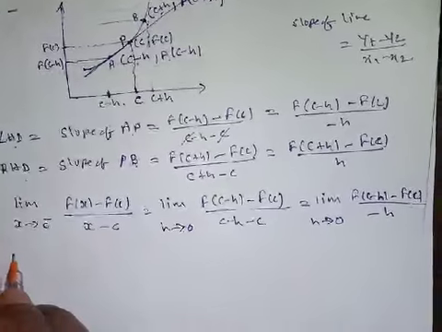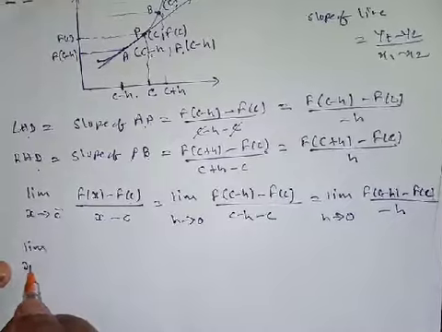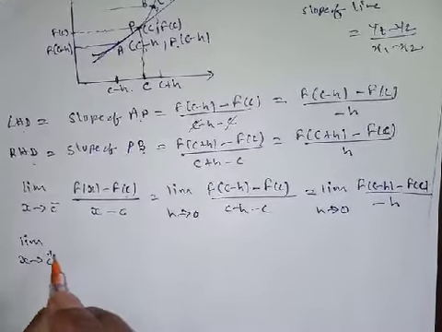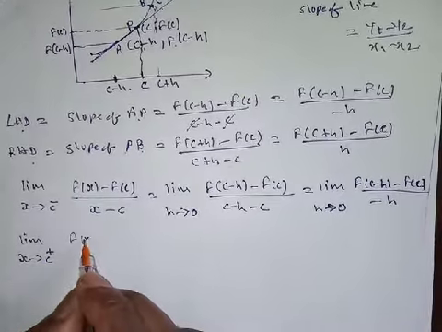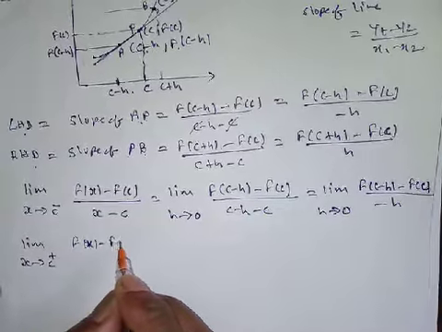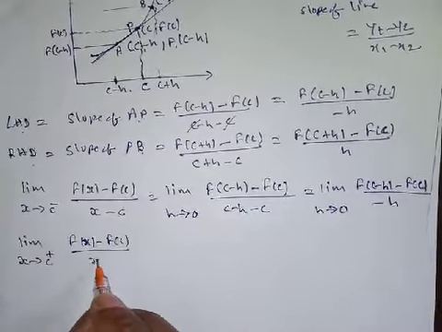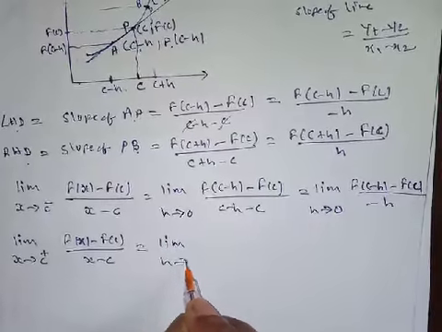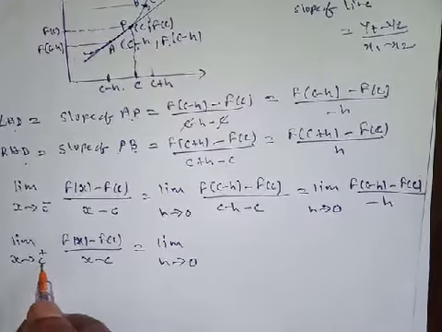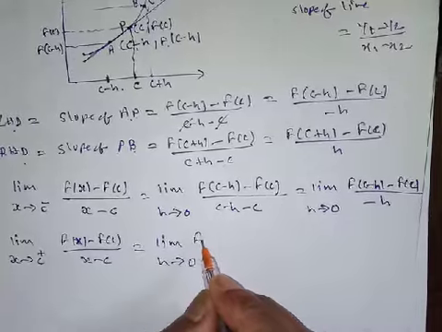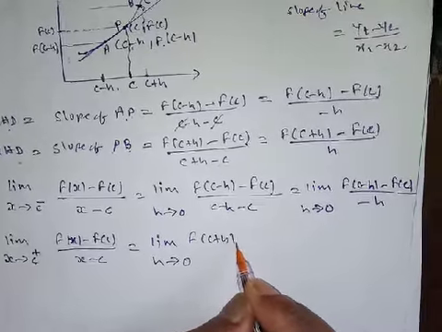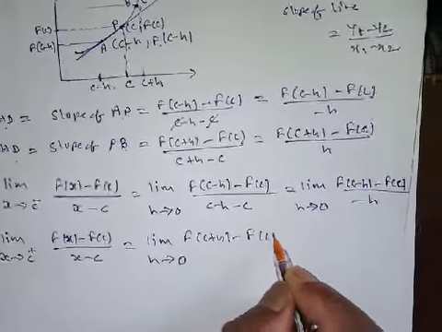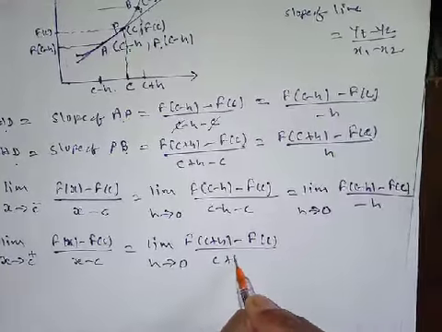Then limit x tends to C plus, f of x minus f of C upon x minus C, is equal to limit h tends to 0, f of C plus h minus f of C, upon C plus h minus C.